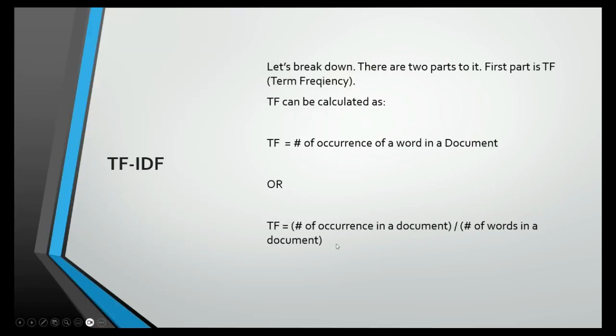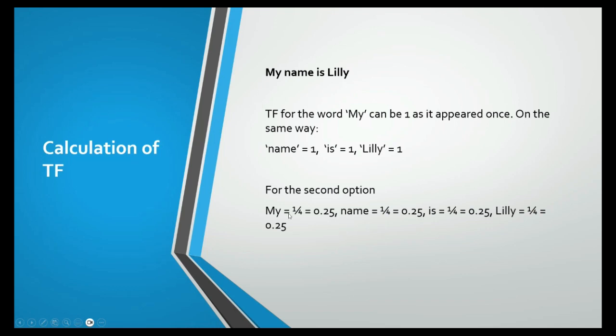Right? Now let's see how TF comes out to be using the second formula. My, number of occurrence of the word, that is 1. My occurred only 1, right? Divided by the total number of words in the document. The total number is 4. 1, 2, 3, 4. So 1 over 4, 0.25. For name, the same thing. It appeared only 1 divided by the total number 4, 0.25. Same for is, same for Lily, all 0.25.